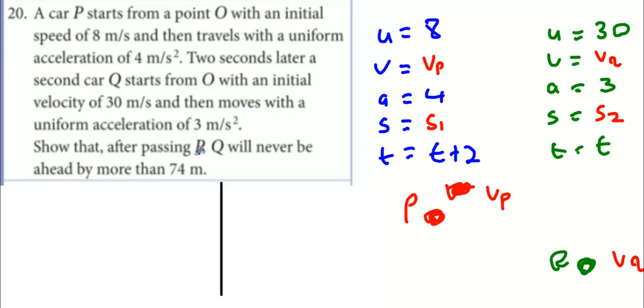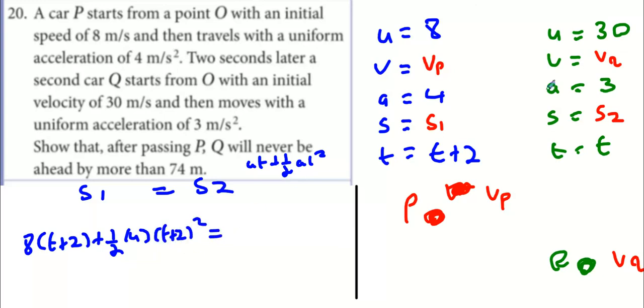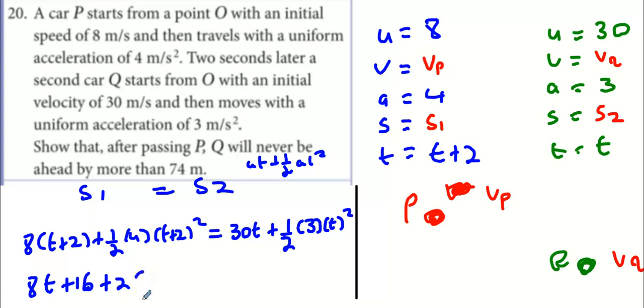So, yeah, ut plus half at squared. And use 8 times (t plus 2), plus a half, 4 times (t plus 2) squared. And that should equal 30t plus a half, 3 times t squared. Okay. 8t plus 16 plus 2 into (t squared plus 4t plus 4).